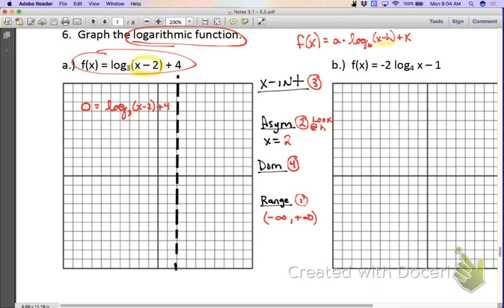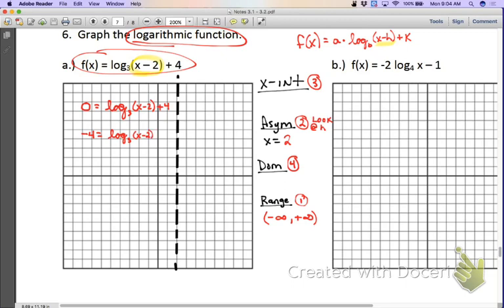Now, I need to get the log by itself. So what do I need to move over to the left side? The 4. So if it's a positive 4 on the left, it's going to be a negative 4 on the right, and I'm going to have log base 3 of x minus 2.